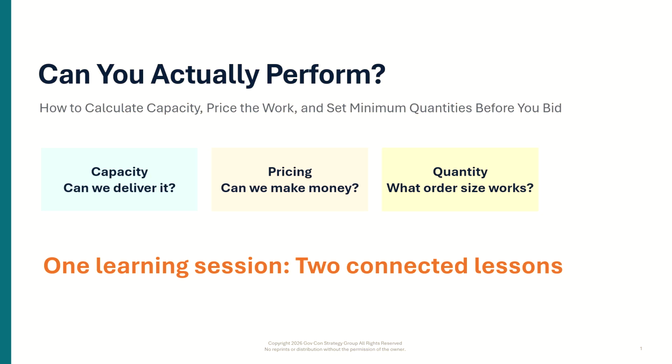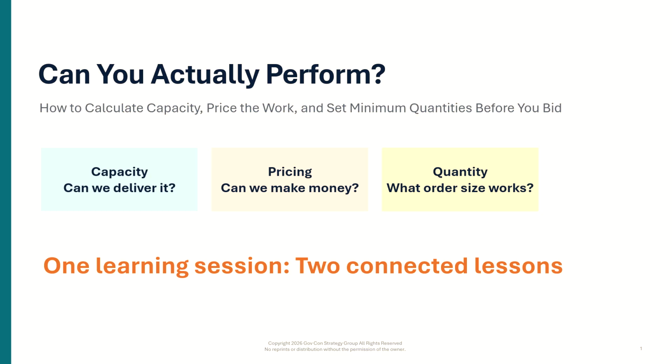Third, what order size works? That is the quantity question. It asks whether the buyer's required volume is large enough to meet your profit goal, but not so large that it breaks your capacity. These are connected decisions. You cannot look at capacity, price, or quantity in isolation.